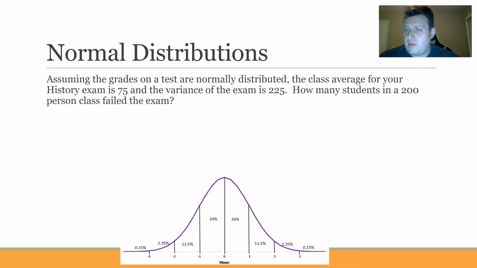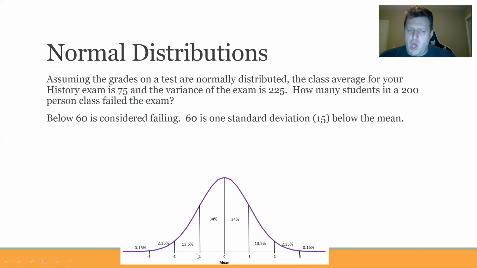We have the mean of 75, the variance of 225, which of course would mean the standard deviation was 15. How many students in a 200-person class failed the exam? Well, first we need to calculate what is failing. Let's say that below a 60 is failing.